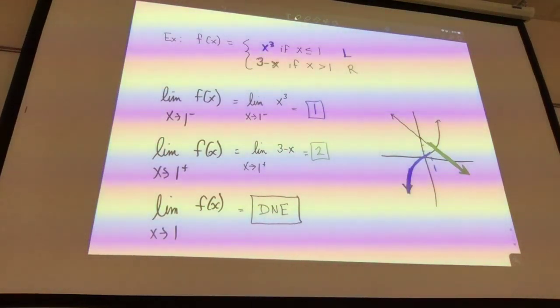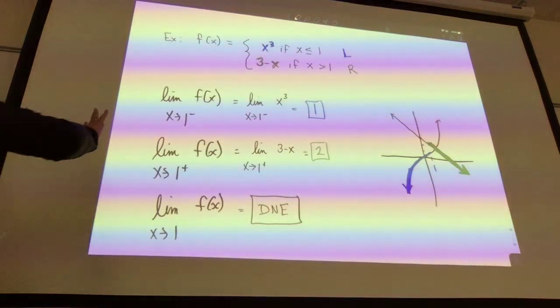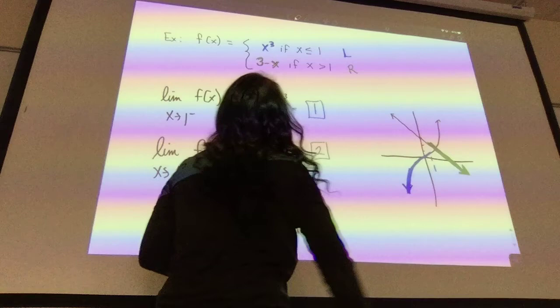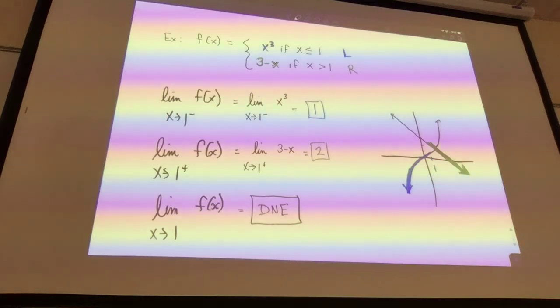Okay, oh, wait. So, the other thing we can know about this, all right? Pretend I didn't show you this yet, right? Where would that thing be discontinuous at? If you're given a piecewise function, where is it discontinuous?